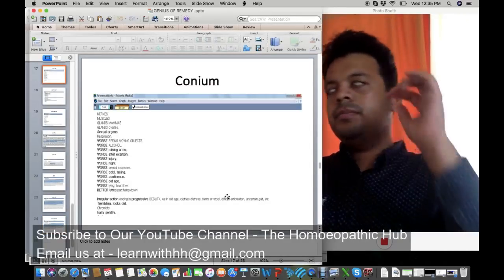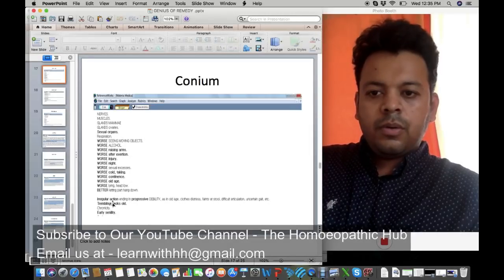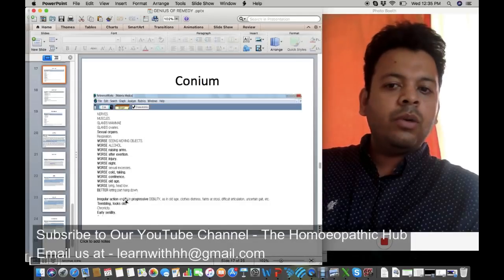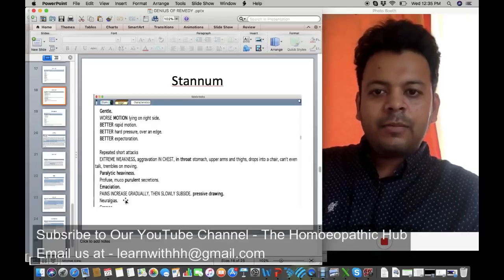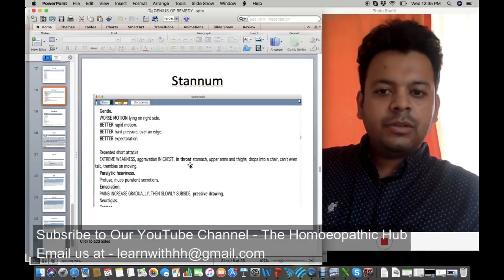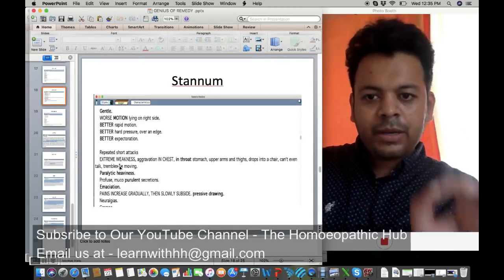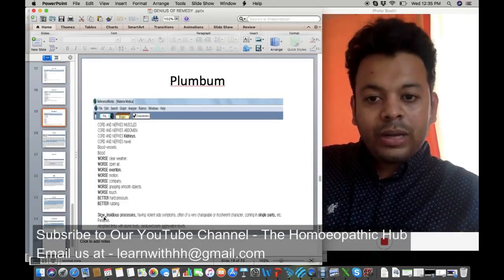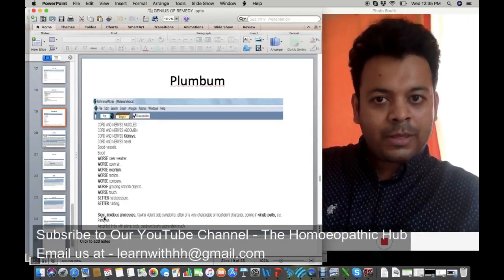Let's see Conium. The main genius of Conium is irregular action causing progressive debility in old age. This is the main genius. Stannum, you can see here, extreme weakness in chest, in throat, in stomach, in upper arm, in thigh, in jaw. Extreme weakness that runs through and through. Plumbum, slow insidious paralysis. It's a slow paralysis. It's different to Conium. Conium is faster.